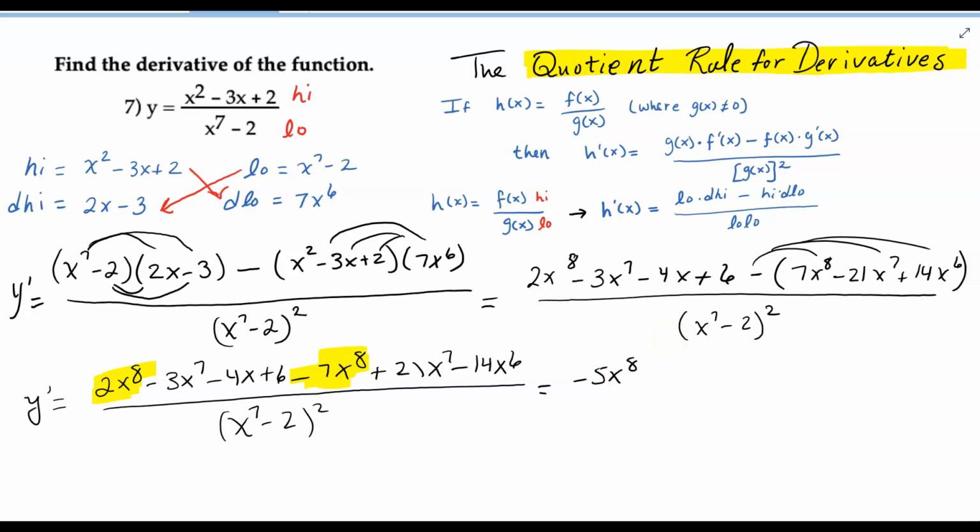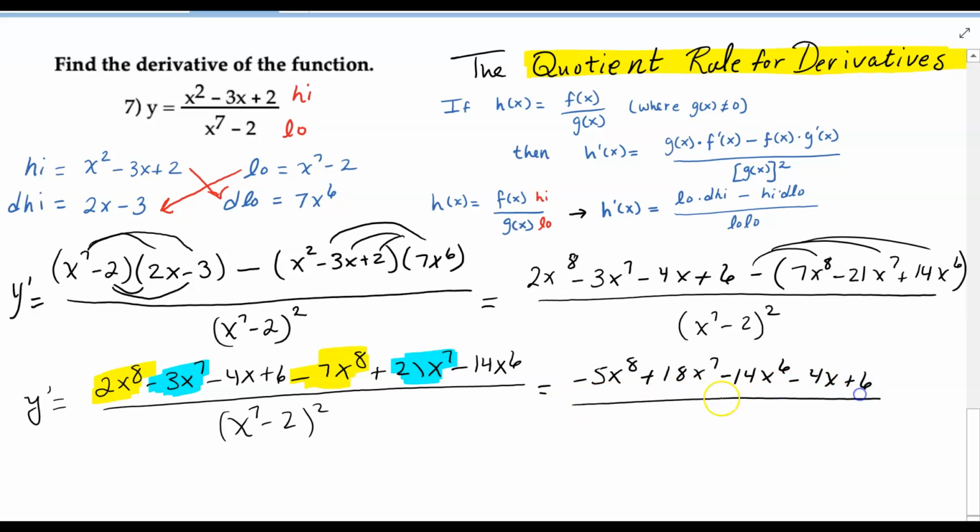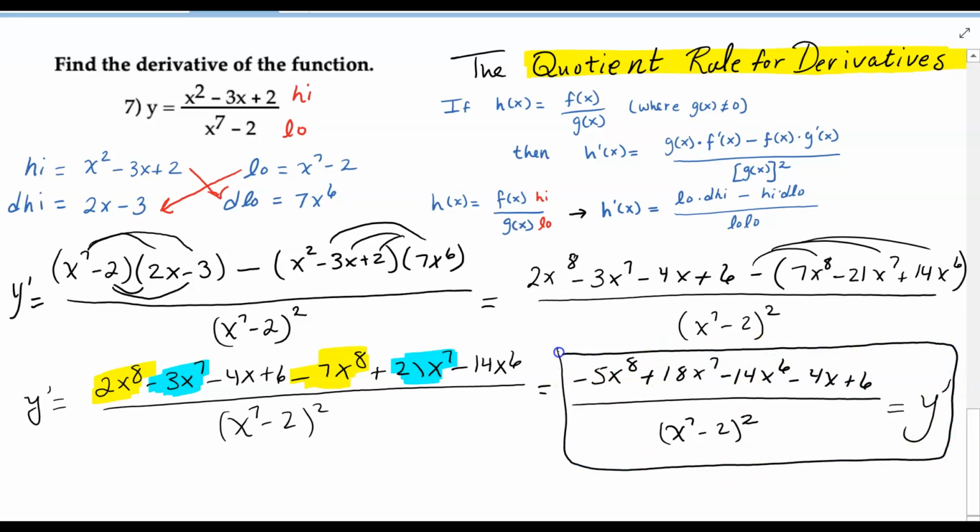All right, and then I've got my x to the 7th. So I've got a negative 3 here and a 21. Okay, so that right there is going to give me a positive 18. So plus 18x to the 7th. And then I've got nothing below that I can combine. So I'm just going to write them now in descending order. And so it's going to be actually a minus 14x to the 6th. And then a minus 4x. And then plus 6. All divided by x to the 7th minus 2 quantity squared. Okay, so this right here is our y prime, our first derivative using the quotient rule for this problem.